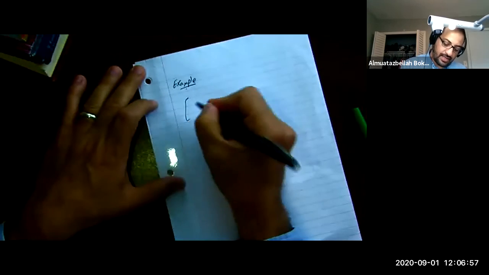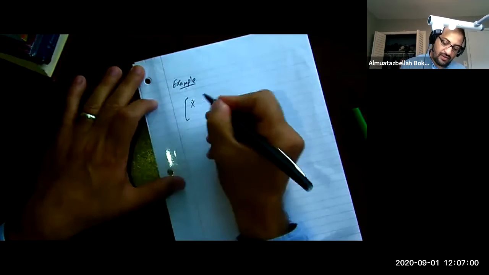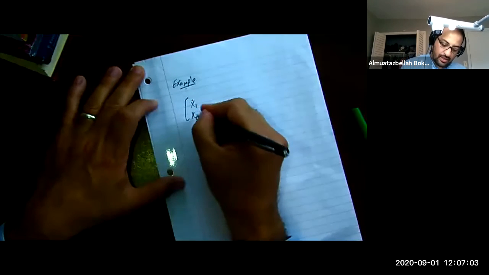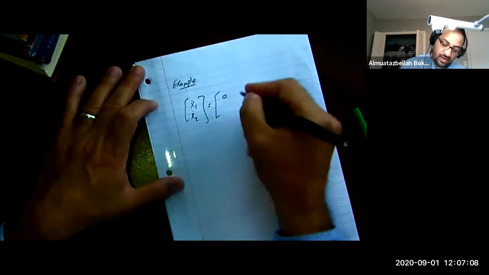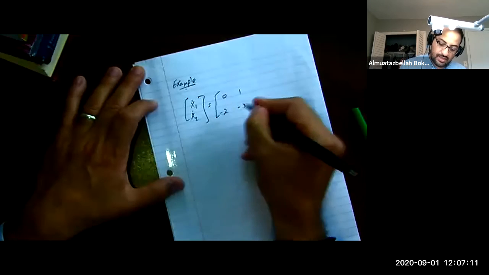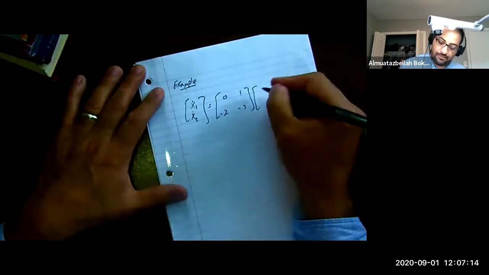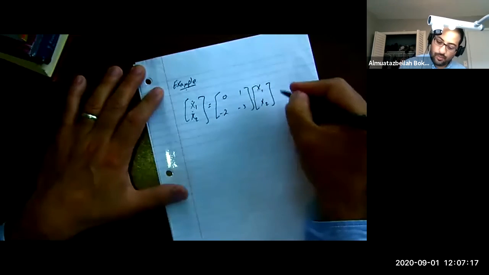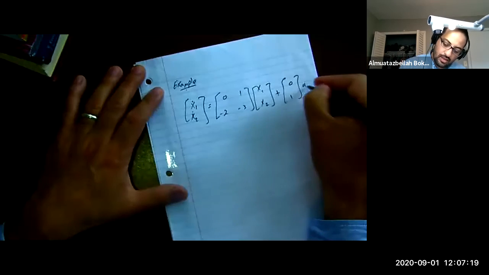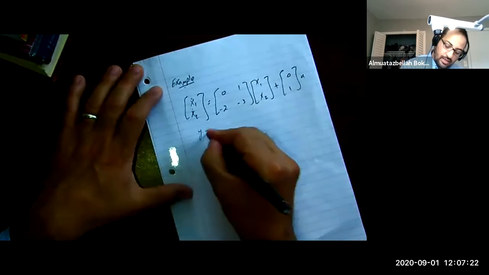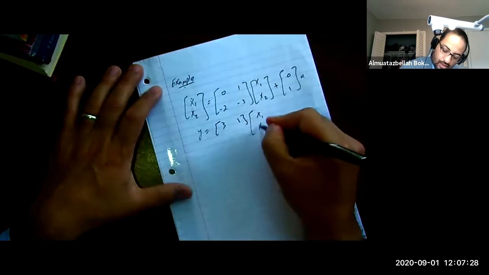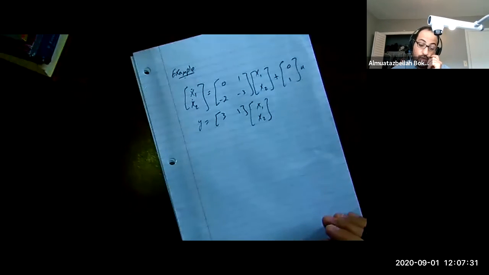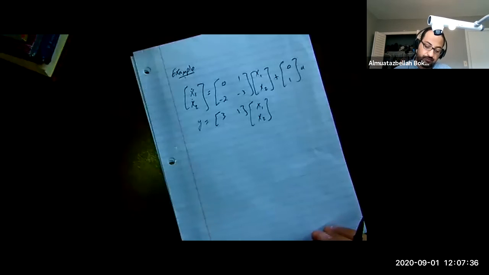So let's take a second order system. You have x1 dot and x2 dot. This is a state space representation of a time invariant system: [x1 dot; x2 dot] = [0, 1; -2, -3] [x1; x2] + [0; 1] u, and y is equal to [3, 1] [x1; x2]. Okay, so now we need to find a transfer function for this system.